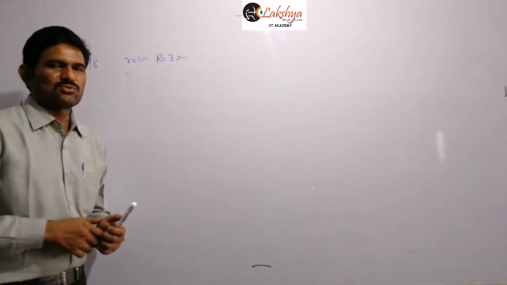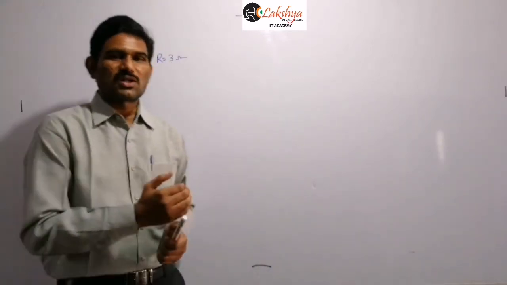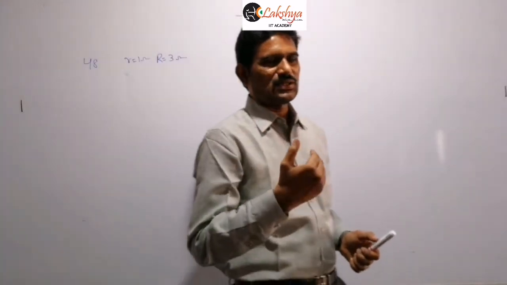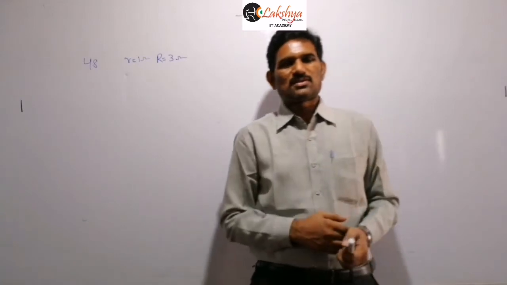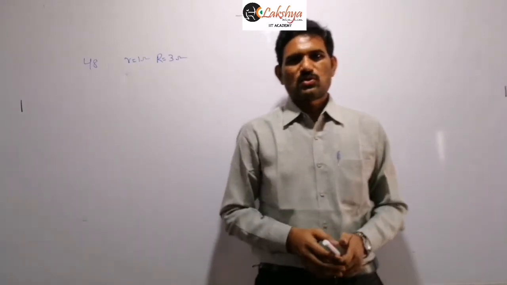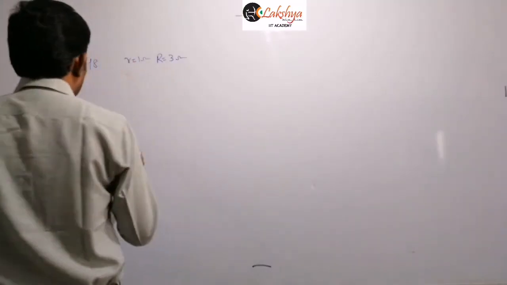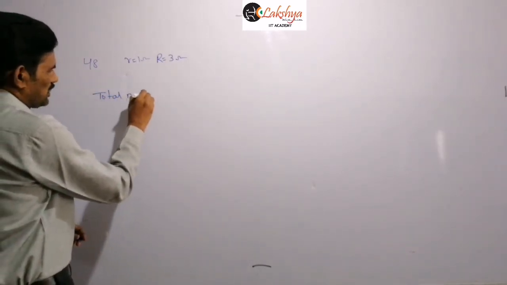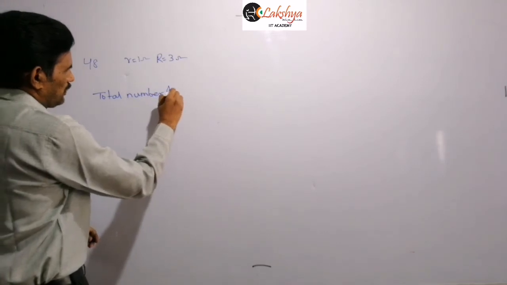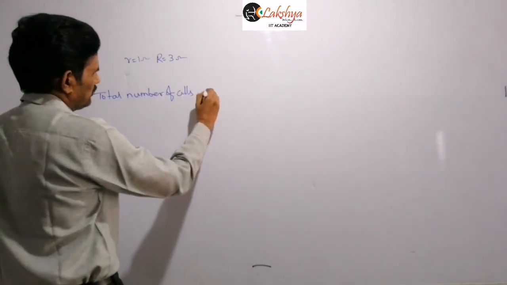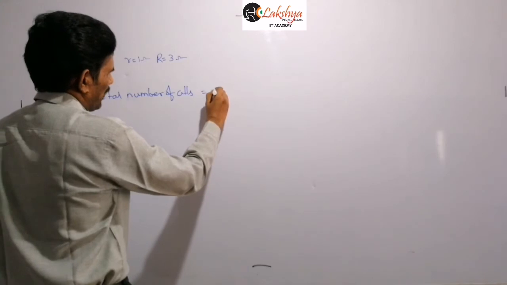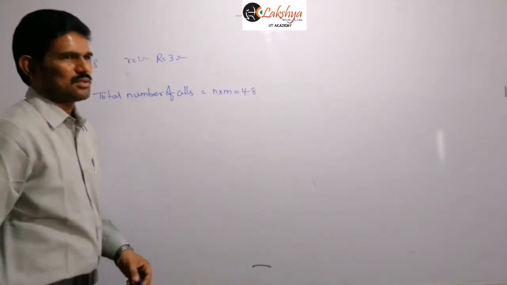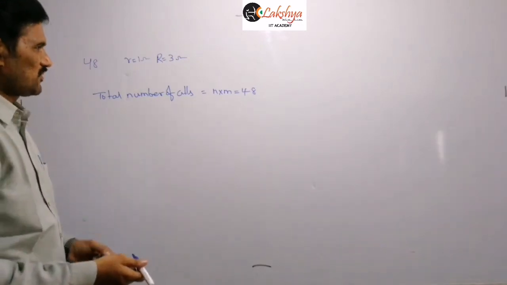When we were discussing the mixed grouping, we mentioned one sentence about the total number of cells. Our assumption, like in our previous discussion, is that n cells are there in each row, and m such rows we are assuming here, right? Then I am writing the total number of cells. So the total number of cells is equal to n into m, which is equal to 48, right? So the total number of cells is given for us.